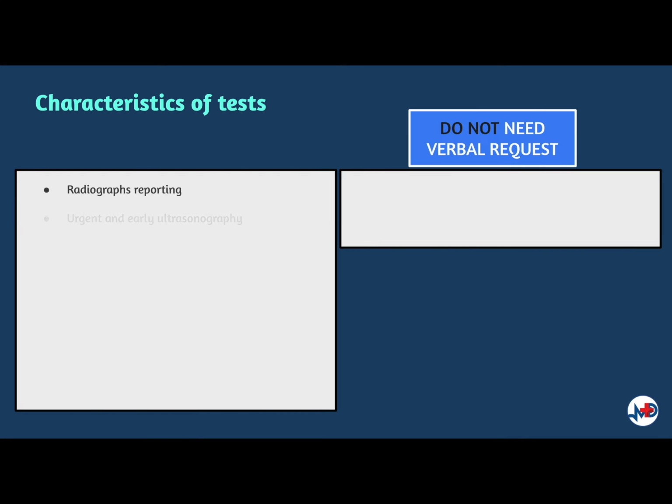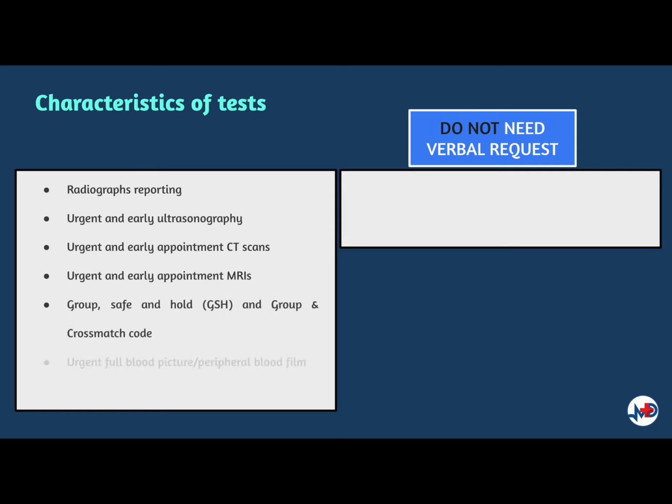Now, these are characteristics of tests that require verbal communication and approval. Examples include radiographs reporting, urgent and early ultrasonography, urgent and early appointments for CT scans, urgent and early appointments for MRIs, group safe and hold and group cross-match codes, urgent full blood picture or peripheral blood film, and finally, echocardiogram.